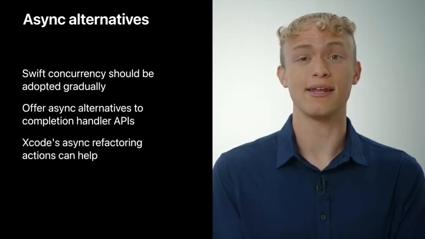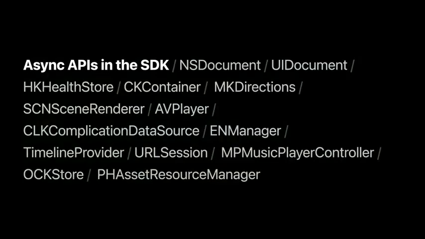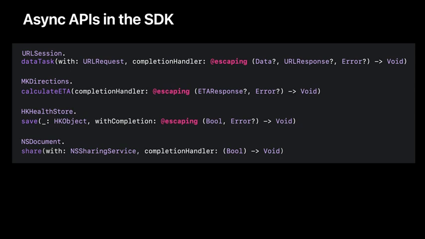To get up and running quickly, we recommend starting small with an async alternative to an existing API. The SDK offers hundreds of APIs that take completion handlers because they do work on your behalf in an asynchronous manner. When these APIs are lined up side by side, patterns begin to emerge. Even though they may have different names and different purposes, all of these functions have the same essential API contract. You call them, and they call you back with the provided completion handlers, passing the result they obtained.